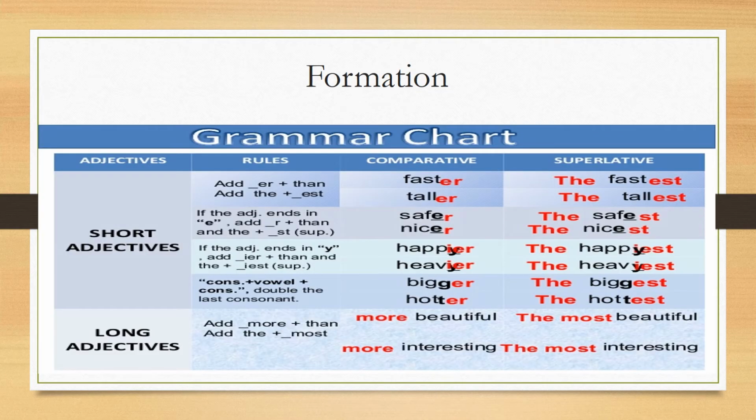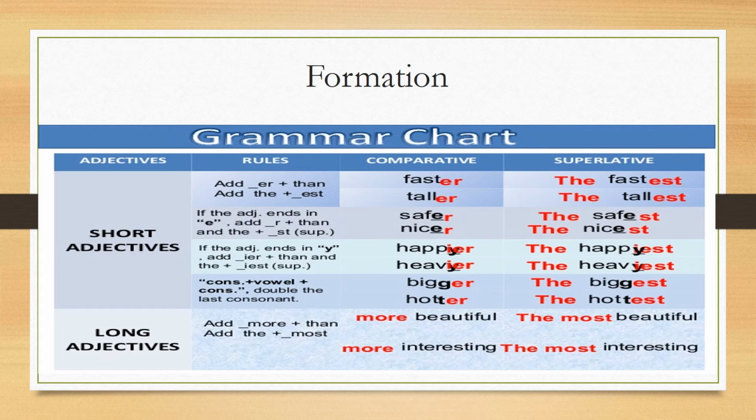This is the formation chart of the comparative and superlative. We are going to pay attention only to the long adjectives. Okay, so go to the bottom of the slide and look for the long adjectives, and we see the comparative form. When we have a long adjective and we are going to use the comparative form, we add the word more. For example, this book is more beautiful than the other book. Or another example, this movie is more interesting than the other movie.